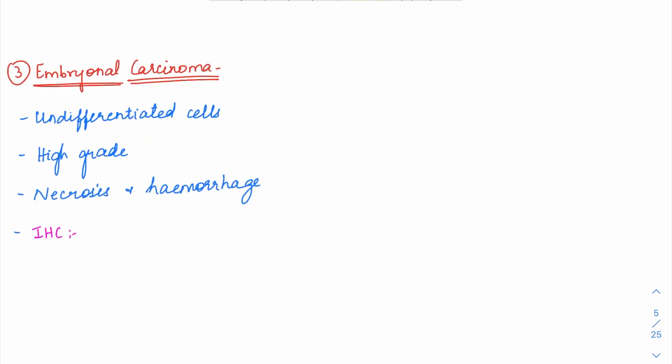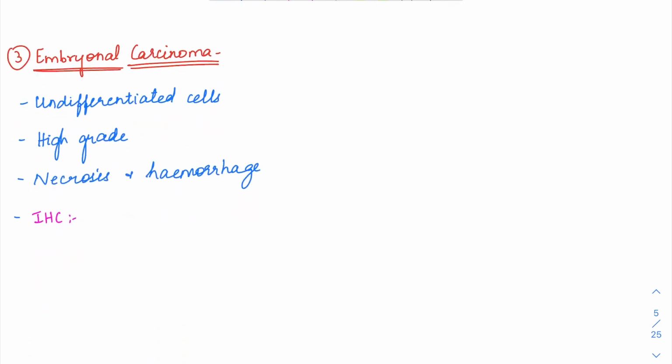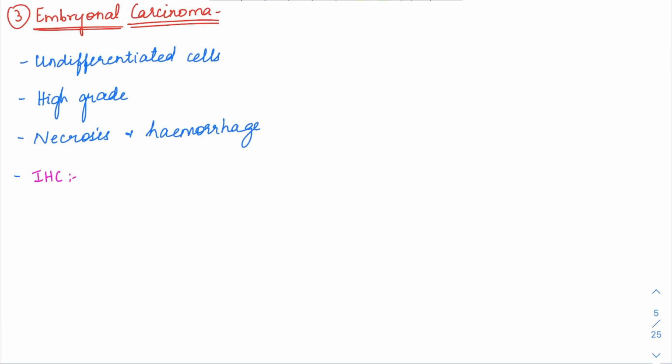So moving on to the third type of germ cell tumor, which is embryonal carcinoma. Embryonal carcinoma is a bad type of tumor. Basically, it is composed of undifferentiated cells. So poorly differentiated or undifferentiated primitive cells are going to be present, and there will be lots and lots of hemorrhage and necrosis in this tumor. And it's a very high grade tumor, and immunohistochemically you can prove the presence of embryonal carcinoma using CD30. So CD30 is going to be positive in embryonal carcinoma.